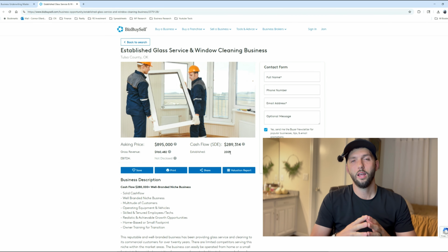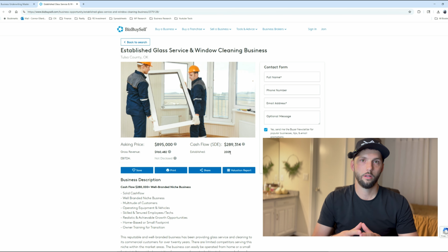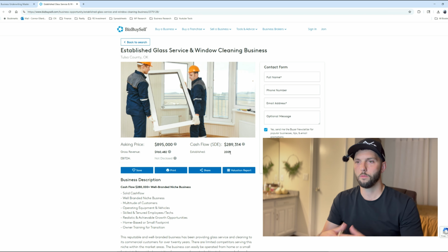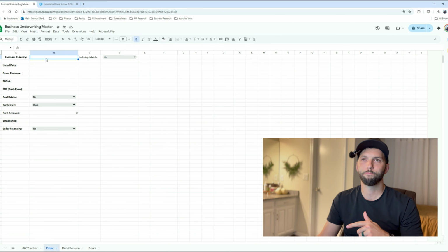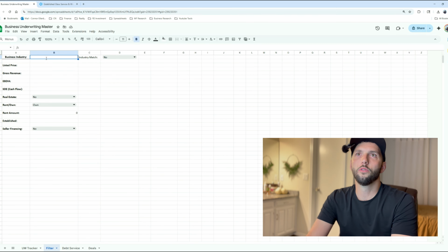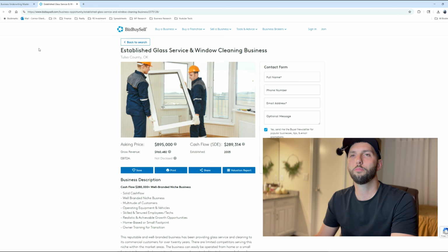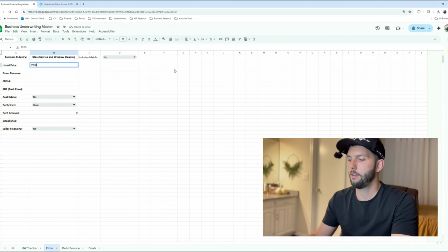That's another criteria. I'm looking for the business to have some age, at least 5 to 7 years old, at least. Nothing that's been around for a couple of years. You just can't really get a gauge on the health, on the metrics of this business. So let's plug this one in. So established glass service window cleaning business. We go to the filter tab and we'll type in glass service and window cleaning. Okay, they have it listed at $8.95.